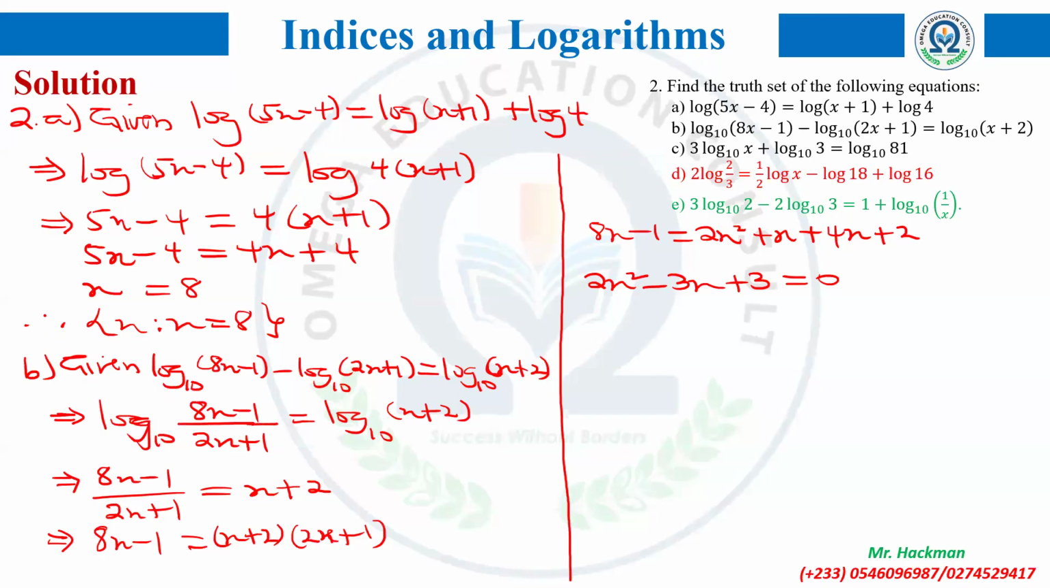Yes, please. Okay, so now let's see what is going to happen here. We are going to solve this equation, 2x squared minus 3x plus 3. Let's see whether we can solve it by factorization. Can you get any factor pair of 6, that when you add, you get minus 3, and multiply, you get 6? Any factor pair?